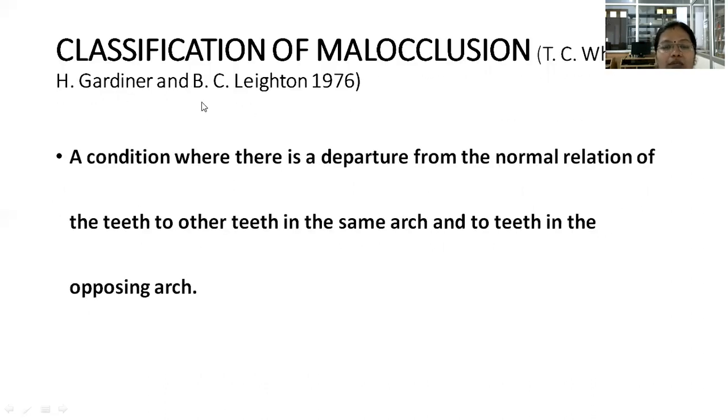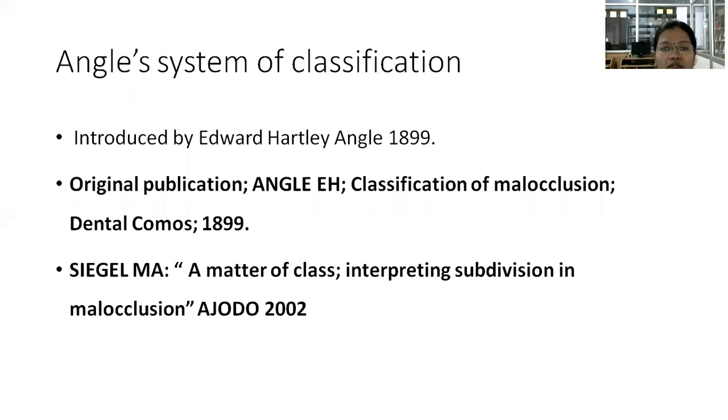So basically now comes the topic of classification of malocclusion. What is a malocclusion? It is a condition where there is a discrepancy from the normal relationship. That is, any discrepancy or any difference from the line of occlusion is the malocclusion. So that is basically what a malocclusion is.